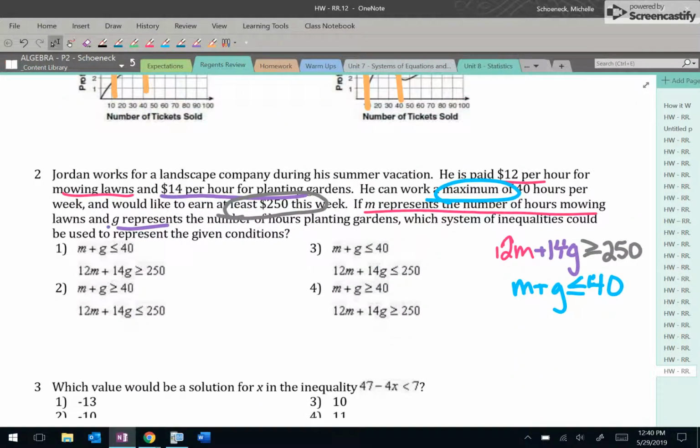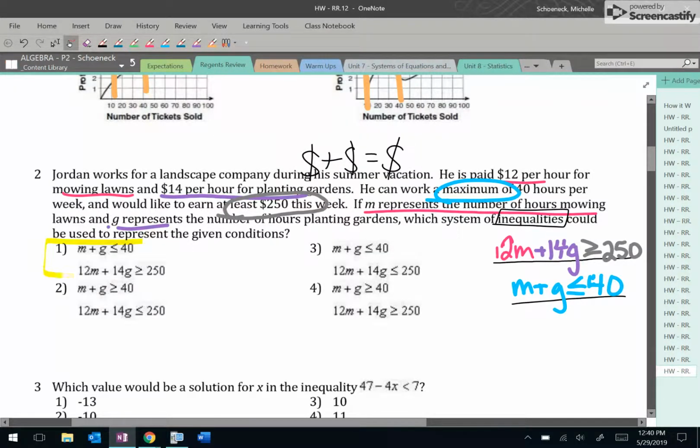Number 2, Jordan works for a landscape company during his summer vacation. He's paid $12 per hour for mowing lawns, which is represented by M, and $14 for planting gardens, which is represented by G. He can work a maximum of 40 hours per week and would like to earn at least $250 per week. Okay, so here we have to remember money plus money goes with money. But we want inequalities. So I'm going to get 12m plus 14g is greater than or equal to 250 because it's at least 250. And m plus g is less than or equal to 40. All right. So we find that our answer choice is number 1.